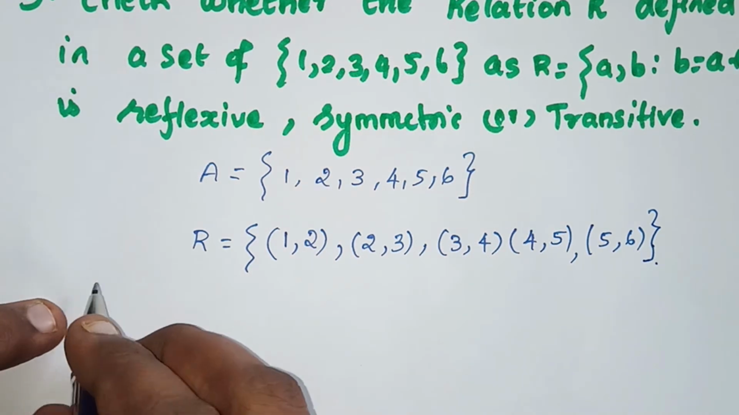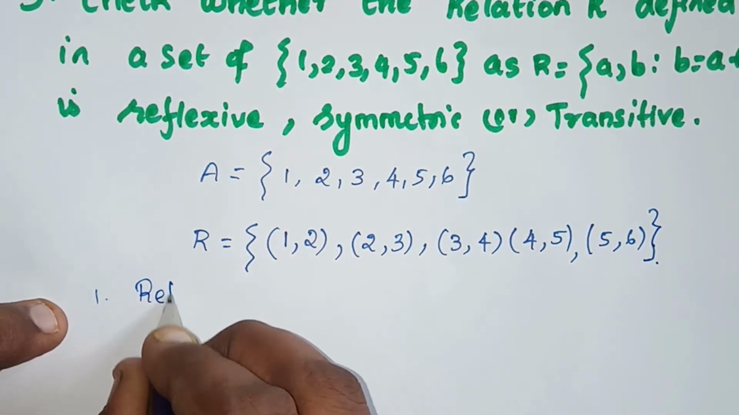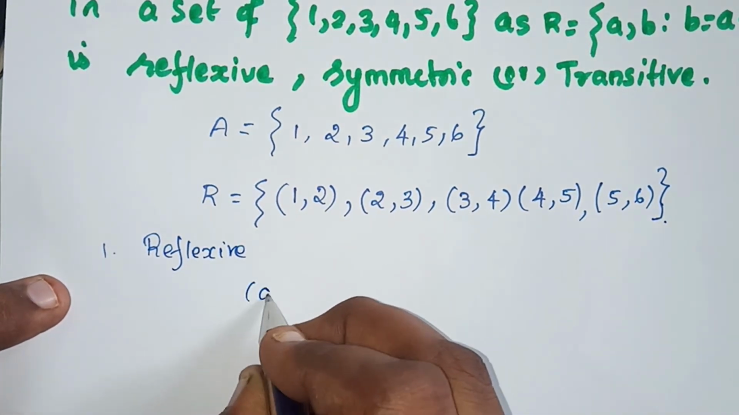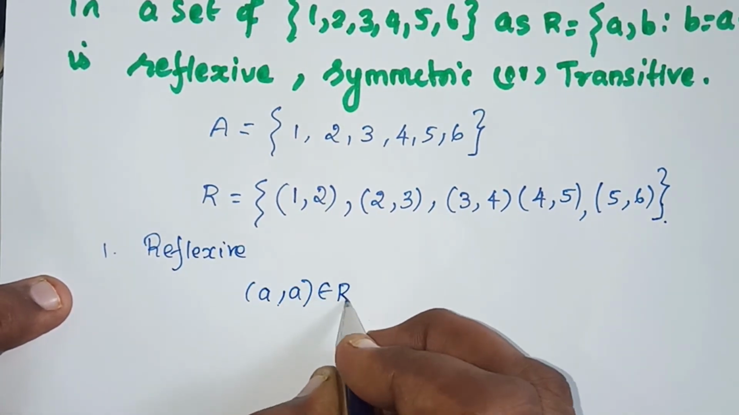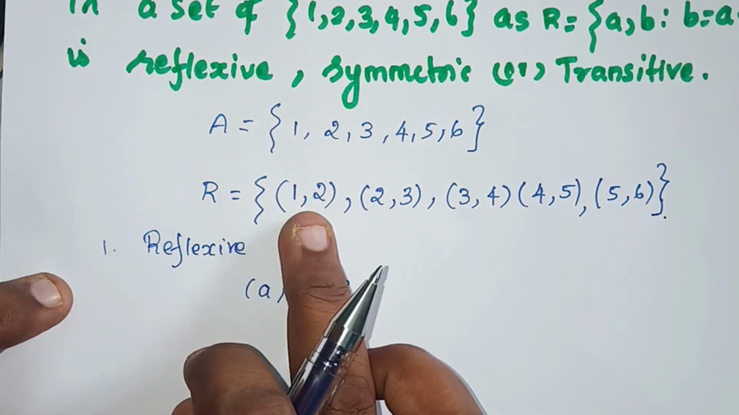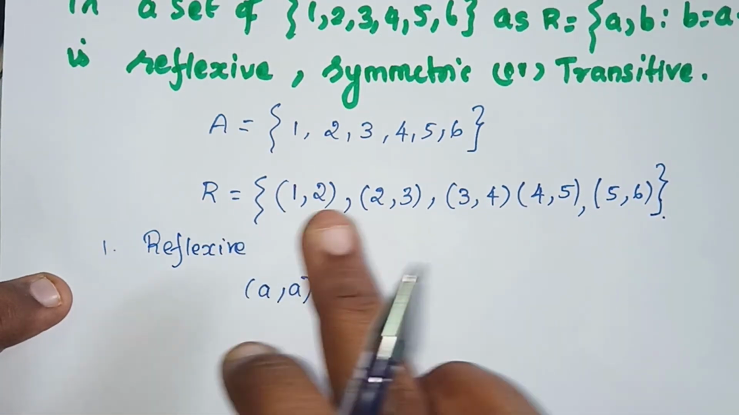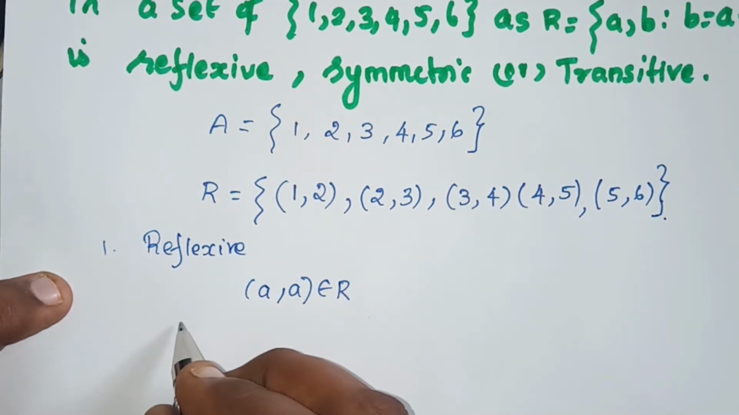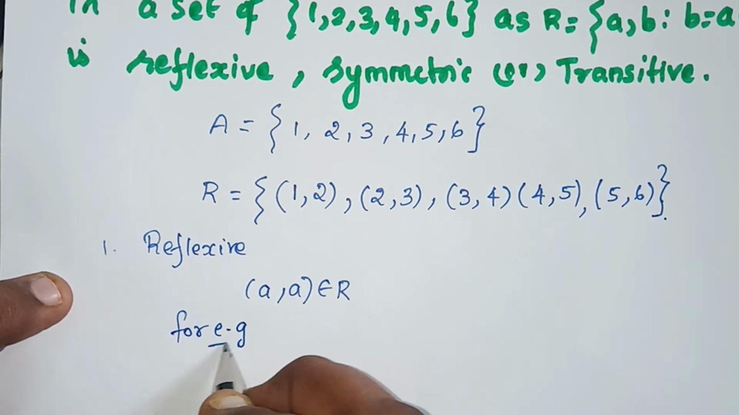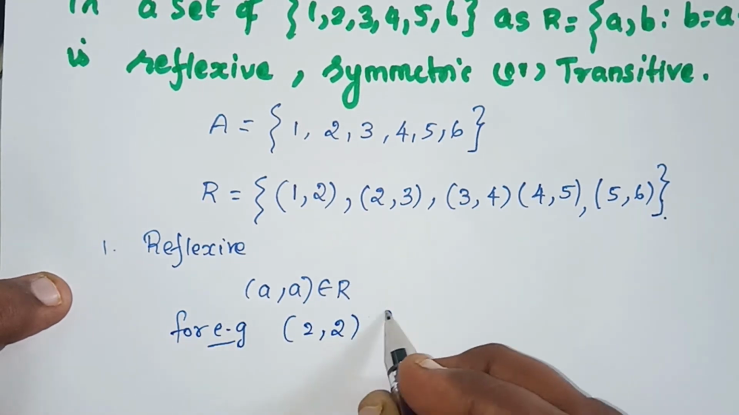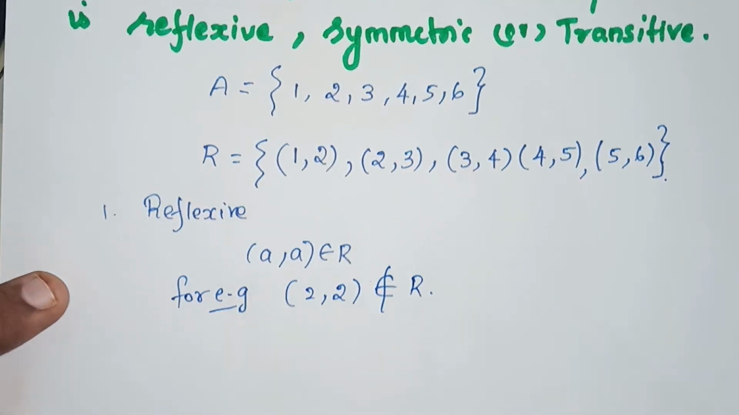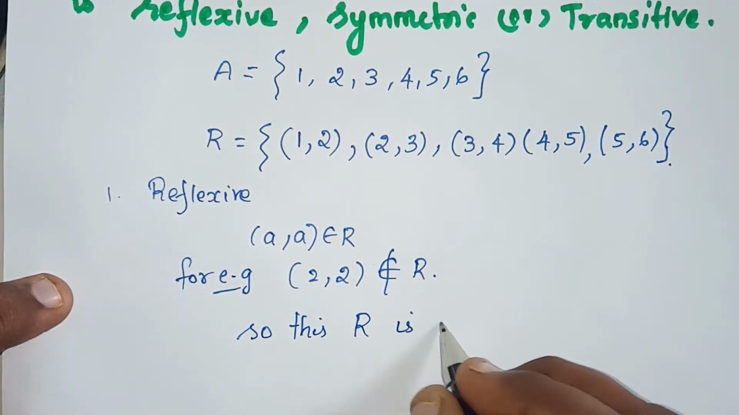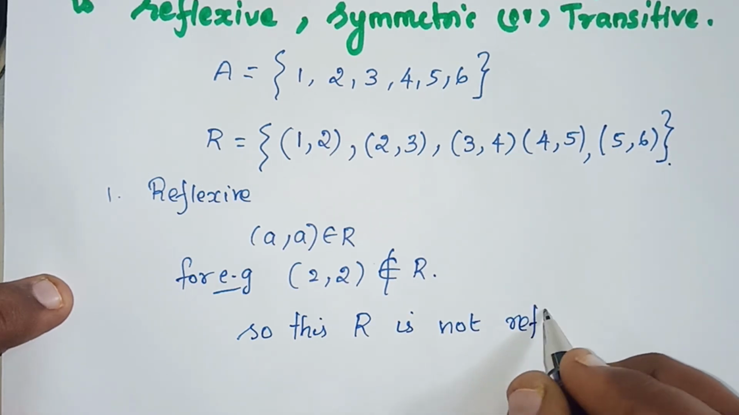Okay, so this is the relation set. Next, we will check reflexive. The reflexive property we already know: (a, a) belongs to R means the relation is reflexive. Here (1, 1) is not available, (2, 2) is not available, (3, 3) is not available, etc. For example, (2, 2) does not belong to this relation. So, this relation is not reflexive.